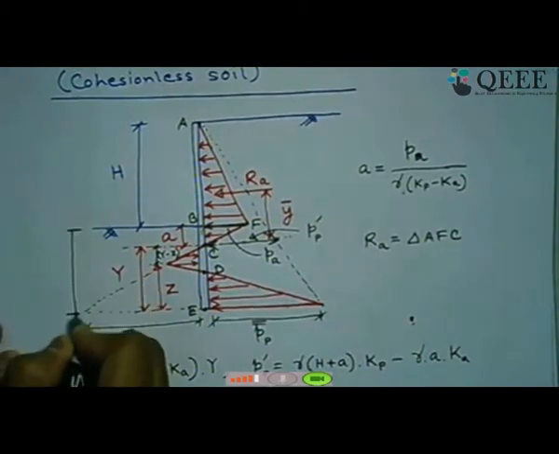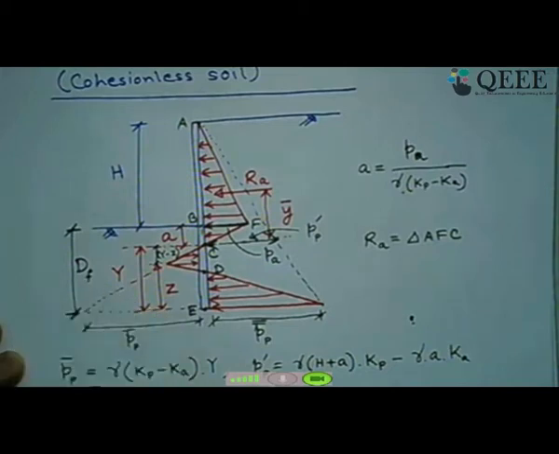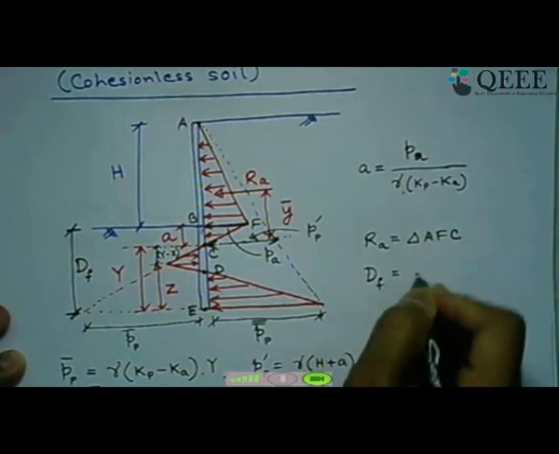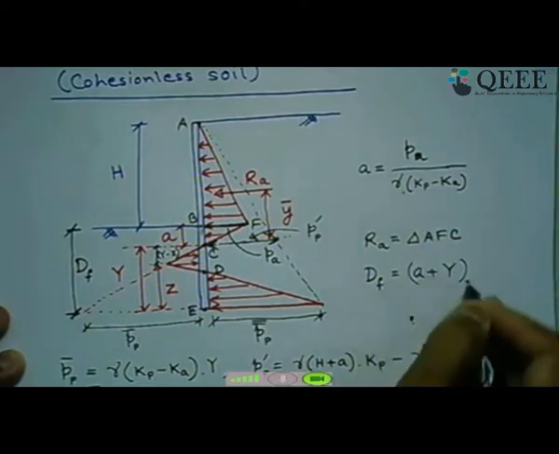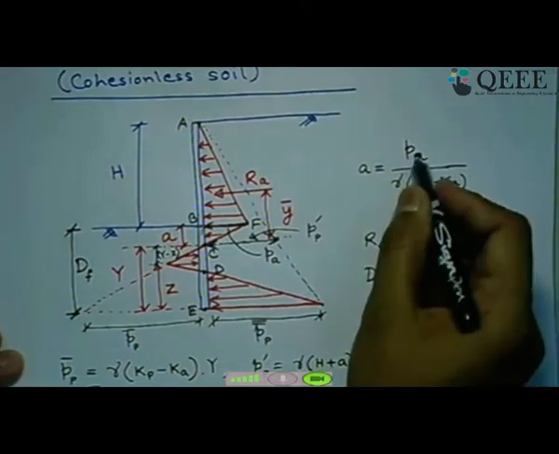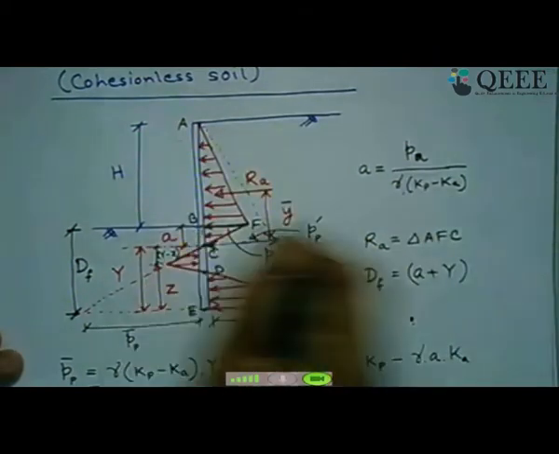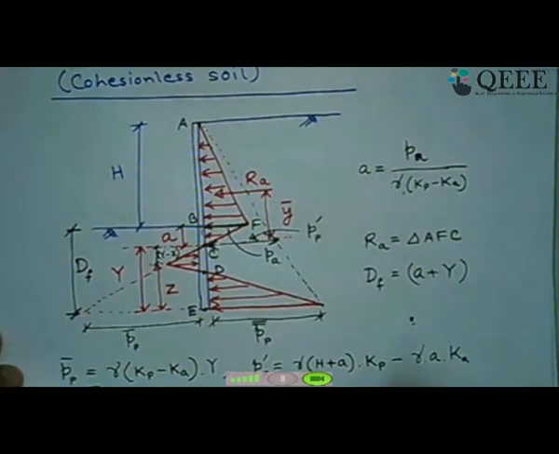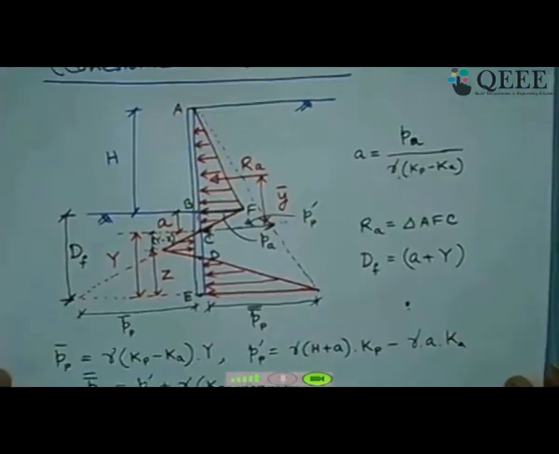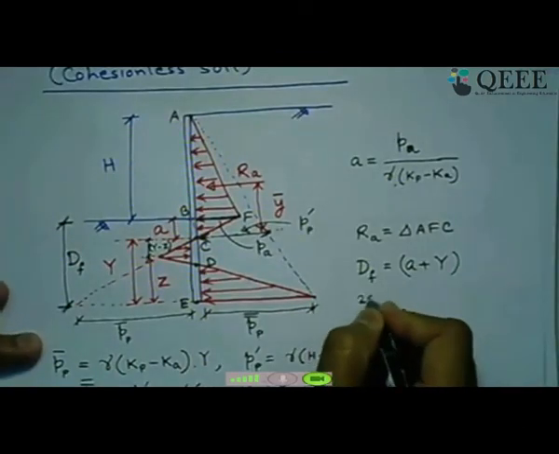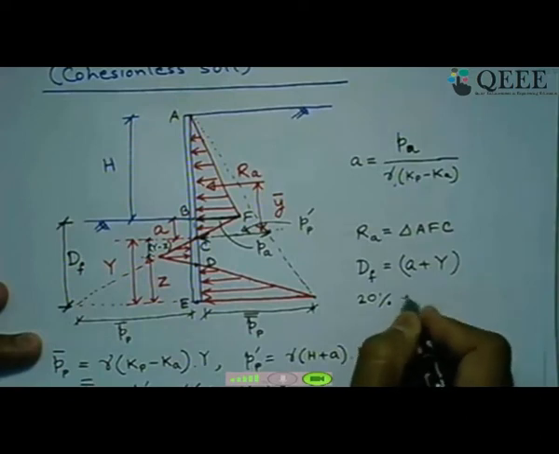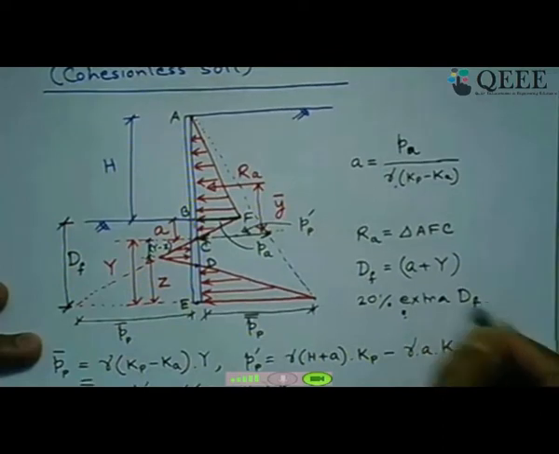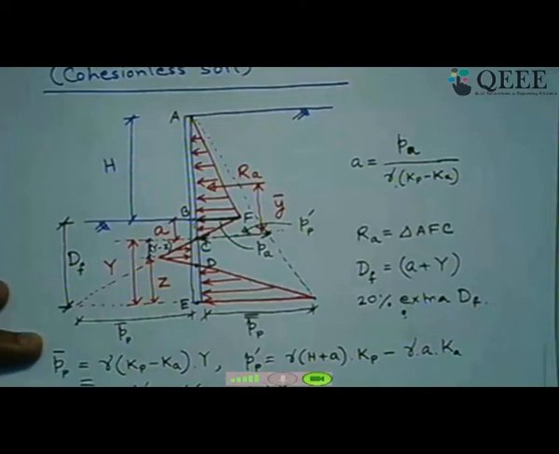If we say that this is the total depth of embedment, say df, so df is nothing but a plus y. So y we have now solved from that equation, and a we already know from these values, because pa you can easily calculate, gamma is known, kp, ka, all these values are known. So definitely this df you will get as a design value of the embedment depth for this cantilever sheet pile wall, applying just force and moment equilibrium like this. And now if you want to apply a factor of safety, increase it by about 20%, 20% extra you put on df to this computed value. So that will be your design embedment depth for the stability of the cantilever retaining wall.